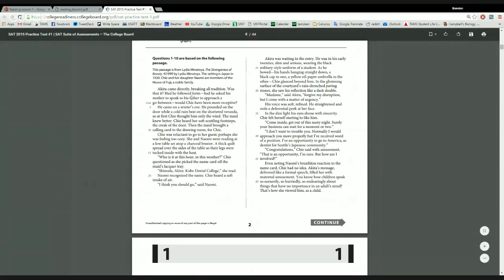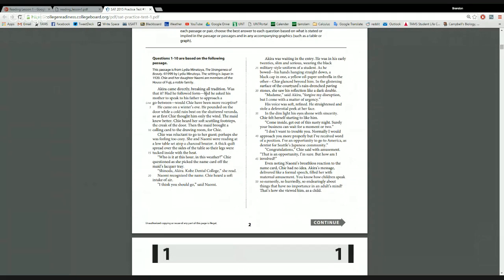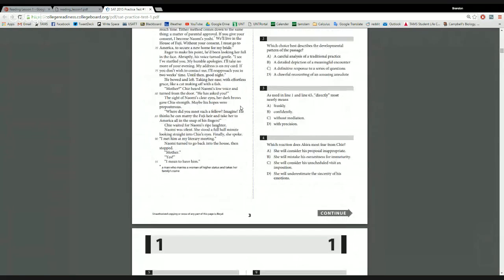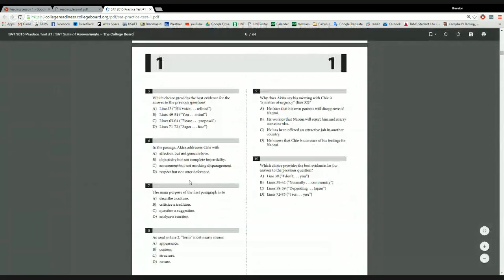Akira came directly, breaking all traditions. Was that it? Had he followed form? Now these questions are more analytical questions, kind of like you're asking yourself why something's happening, especially when it said would she have been more receptive. That's an analytical question, so the answer would be D. And as you can see, we actually haven't read any of the passage but the first paragraph in around line 65, and we're still able to answer this question.